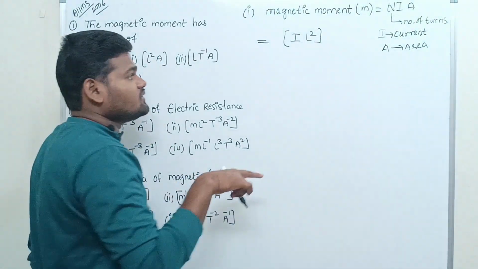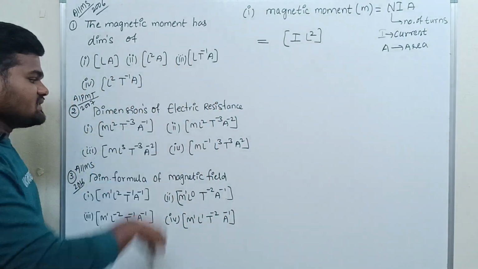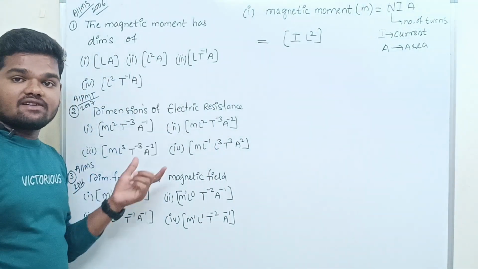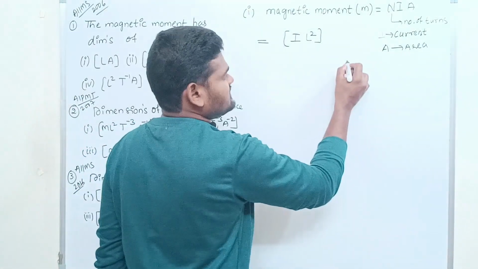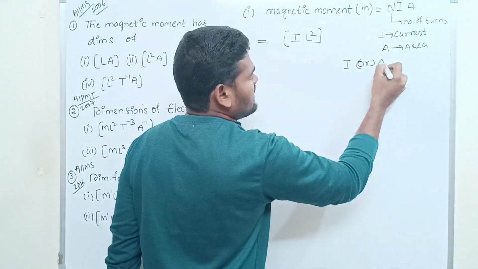I told you that whenever I wrote the symbols of fundamental physical quantities, there I can write electric current symbol as I or A, ampere.